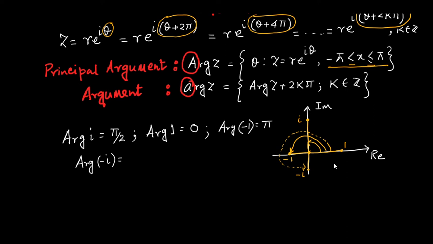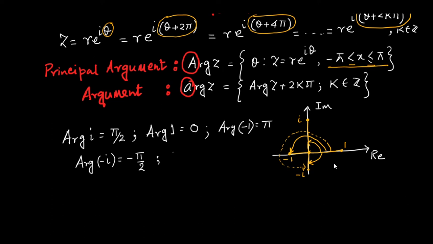So what do we have to do? We cannot measure this angle counterclockwise. We need to measure this angle clockwise. If we measure this angle clockwise, what is the value of this angle? Minus pi by 2, because we are measuring clockwise. So the argument will be minus pi by 2, and minus pi by 2 is higher than minus pi, so it is in the range and satisfying my requirement. So the principal argument here will be minus pi by 2. Remember, all these arguments are principal arguments.